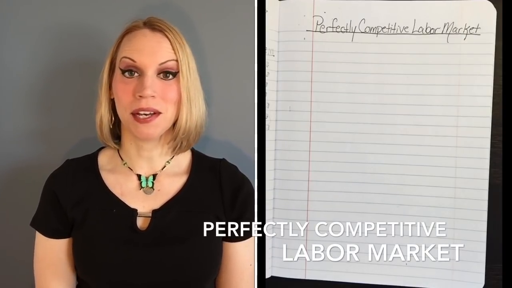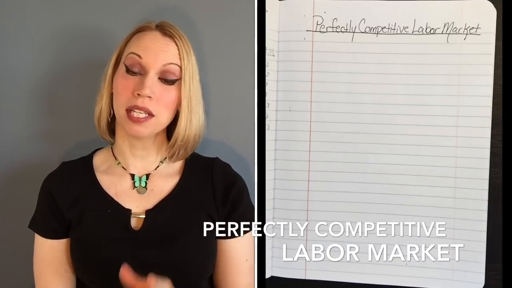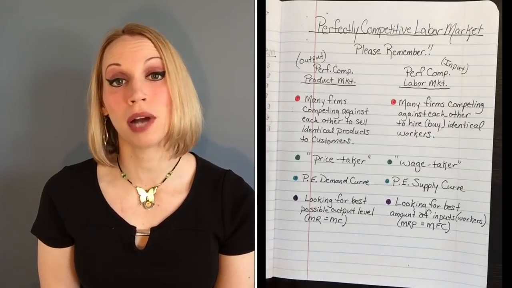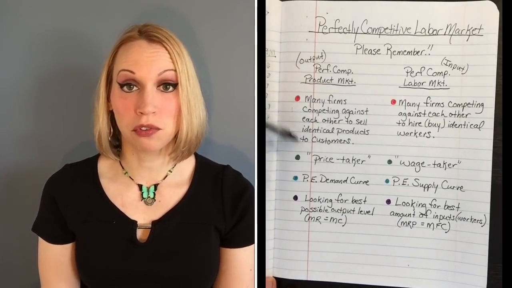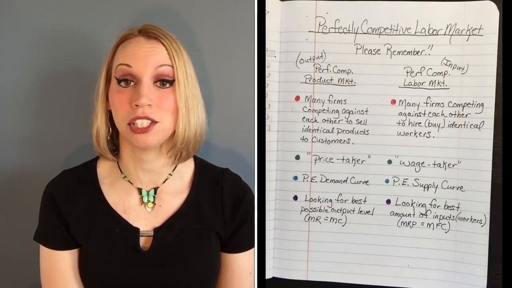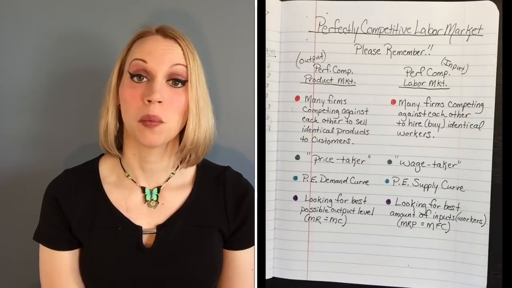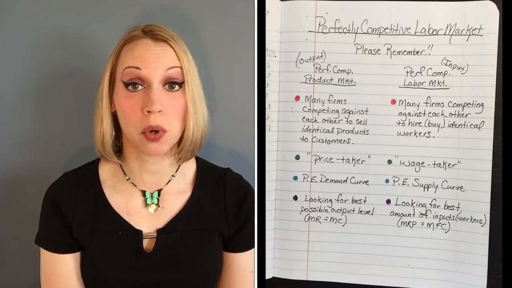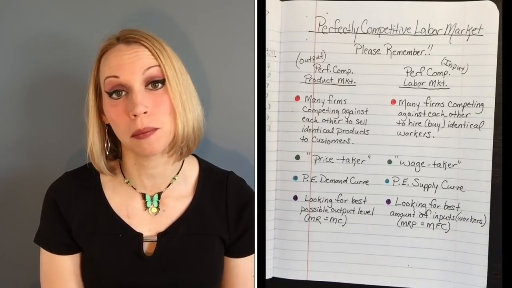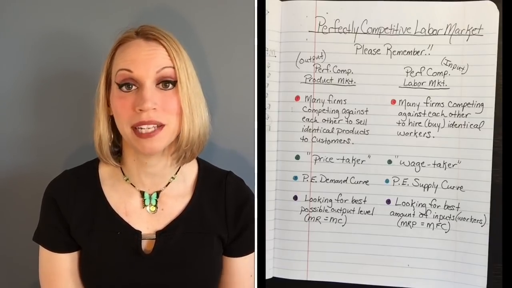Today we're going to continue talking about the resource market, and in particular, we're going to talk about the perfectly competitive labor market. In a perfectly competitive product market, individual firms were the sellers. There were many firms that were competing against each other to try to sell identical products to customers. What this meant is that they had no control over the price they charged. They had to take the market equilibrium price if they wanted to sell any output. So they were price takers.